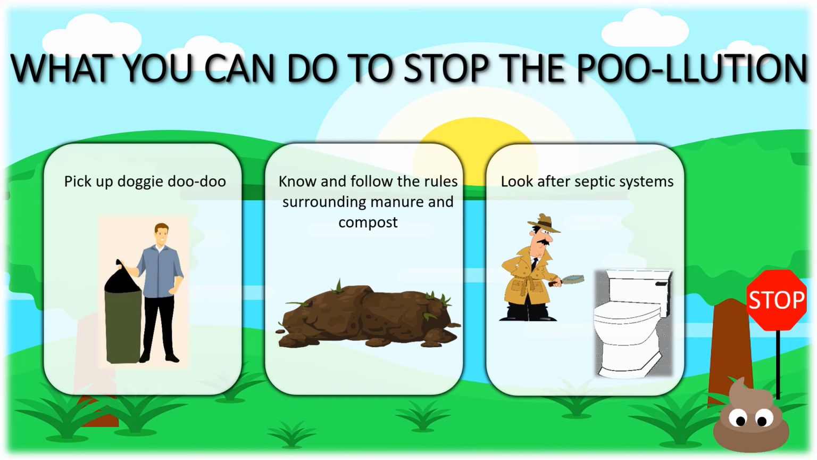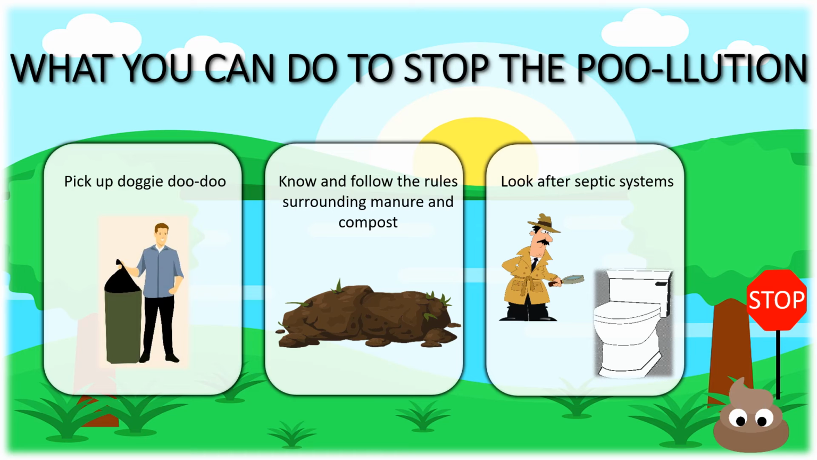As a member of the community, there are a number of things you can do to help minimize the impacts of fecal coliforms in the local water bodies, and knowing the rules surrounding poo that apply to you is a great start. First and foremost, if you are a dog owner, the easiest thing you can do is to pick up and properly dispose of any doggy doo-doo.